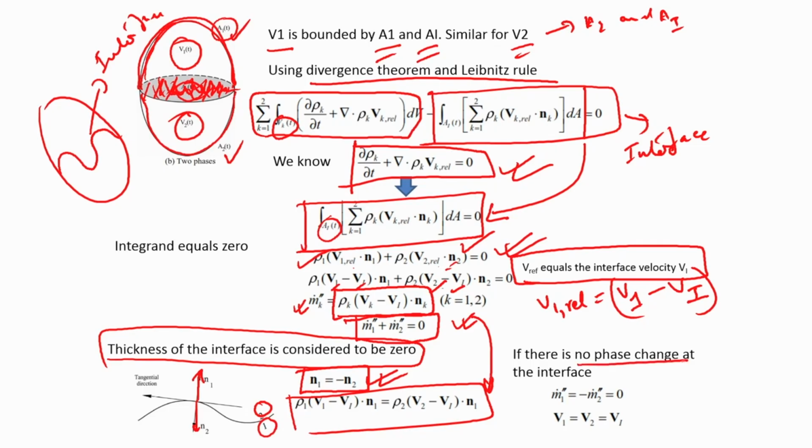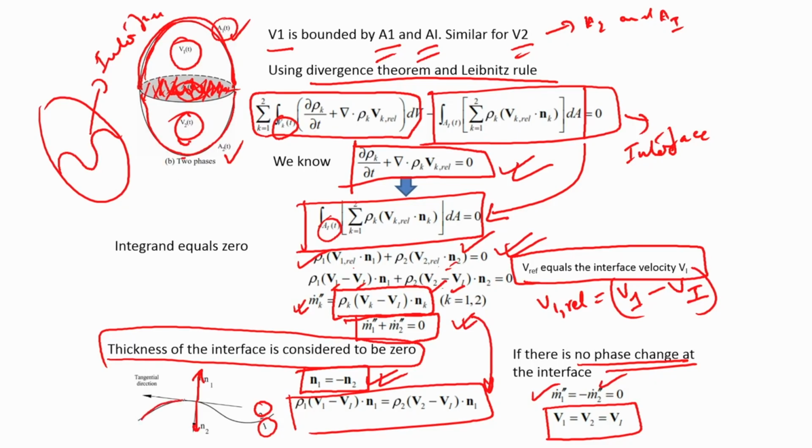If there is no phase change, that means M1 and M2 are basically equal to 0, then the velocity V1 is the same as V2 is the same as Vi. So, now you can clearly see the link: M1 double prime and M2 double prime is basically the transfer of mass between the two phases. That means there is a phase change going on. So, there may be liquid water here, vapor here, some liquid water is getting converted to vapor or some vapor is getting converted to liquid water, whatever may be the case.